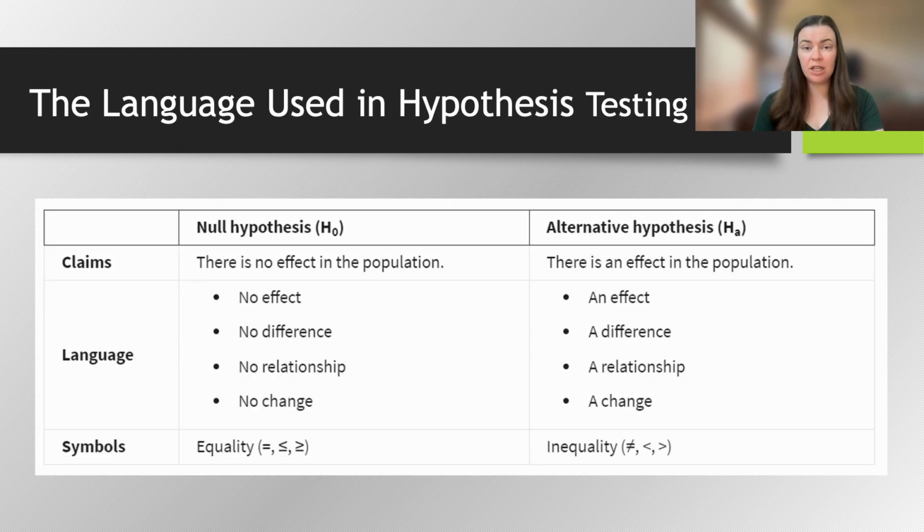There's very specific language that we use when conducting hypothesis tests, and because of that, I want to make sure we're all on the same page about what our claims, language, and symbols will be before we actually conduct a hypothesis test or run any of our statistical analyses. So let's first start off with the null hypothesis. You'll hear me refer to this a lot as the statement of no difference. In other words, there is no effect in the population. So essentially, our sample is matching up to what we would expect to happen in the population.